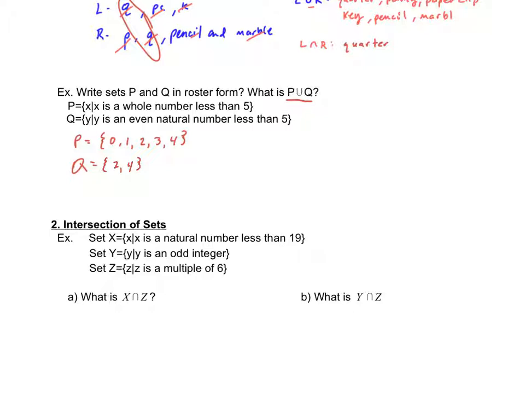Now that we've identified what those two sets are independently, it's asking us to find the union of those two sets. The union of P and Q is going to be 0, 1, 2, 3, and 4. I have represented all elements of each set. So there is my union.